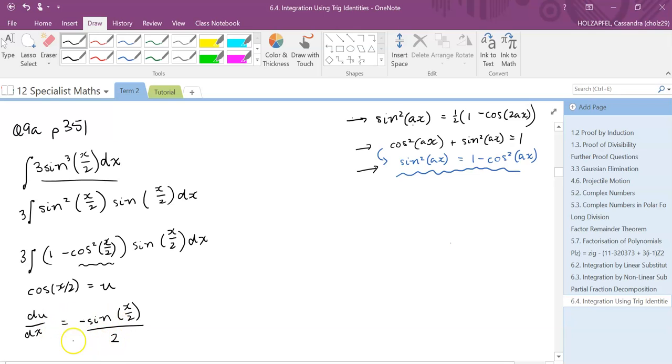Okay, so now what I want to do is rearrange this so that I have this expressed in terms of dx. So now I can substitute back into my original equation. And that's going to be pretty simple, because 2 du over negative sine x over 2 will be equal to dx. And now I can substitute that in. So let's rewrite this using our u's and our du's.